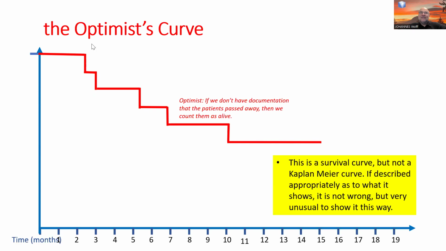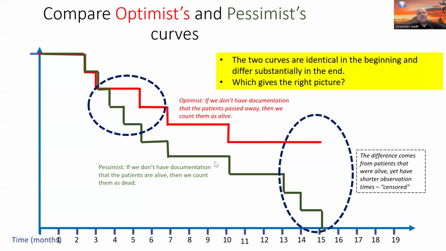Now, I'm going to call this the optimist curve. It is based on the assumption that somebody, where we don't know if the patient has died, lives until the end of our observation time. That assumption is equally wrong as the other one, and I'm going to call that the optimist curve because it is the extremely optimistic view.